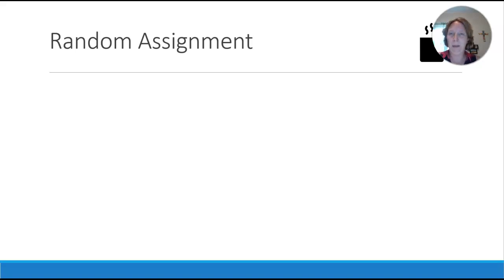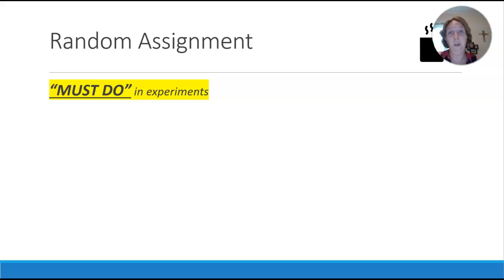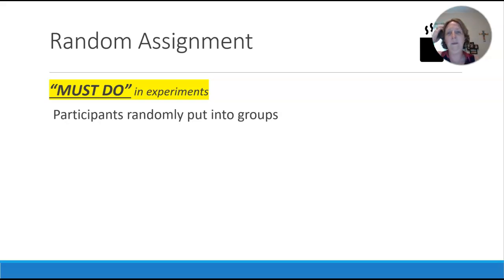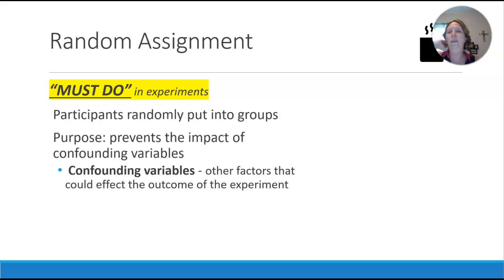And what it means to randomly assign people is, first of all, this is something that must be done in experiments. If you don't randomly assign people to these two groups, it's not an experiment. So this is a step you have to take. You're randomly putting people into these groups to prevent the impact of confounding variables.